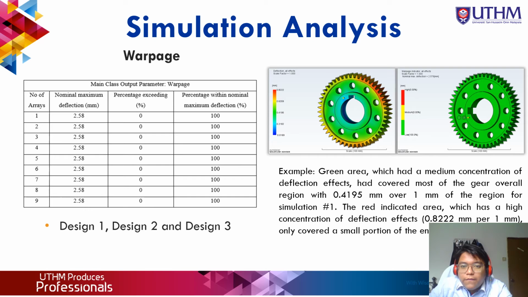So in this example of the simulation, the green area, which had a medium concentration of deflection effect, covered most of the gear overall, with region 0.4195 millimeter over 1 millimeter of the region for simulation 1. So the red indicated area has a high concentration of deflection effect. On the right of the figure, this one is the warpage indicator, referring to the nominal maximum deflection. It is zero warpage in this analysis.